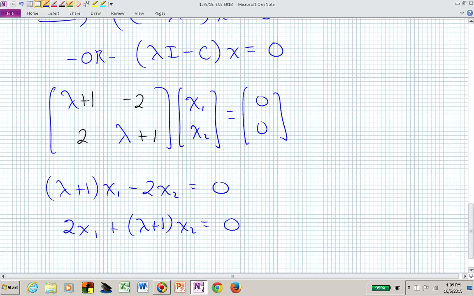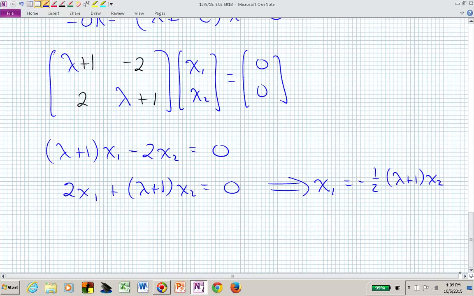Suppose that I'm trying to now find an equation that lambda will satisfy. Let me play with the second equation and actually solve that for x sub 1. So I can push the x sub 2 term to the other side and divide by 2, and I end up with x sub 1 being minus 1/2 times lambda plus 1 times x sub 2. What I want to do now is actually put this in there.